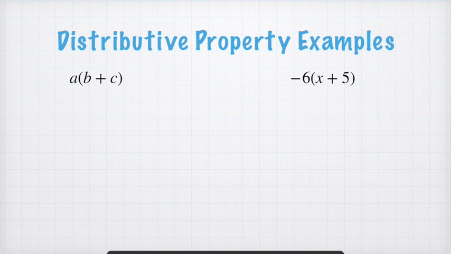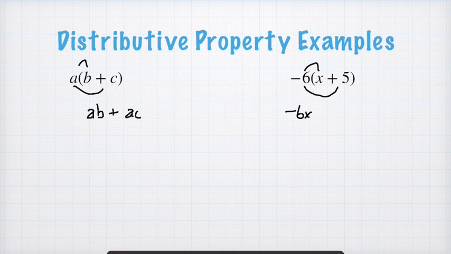So let's do a quick example or two of this. Let's distribute A into the quantity B plus C. A goes into B, so we have AB, and A goes into C, AC. So we have AB plus AC, and that's our answer there. We can do this as well with our negative 6 times our quantity x plus 5. So negative 6 times x is going to be negative 6x. Negative 6 times 5 is going to be negative 30. And that'll be our final answer. That's how we distribute it in.